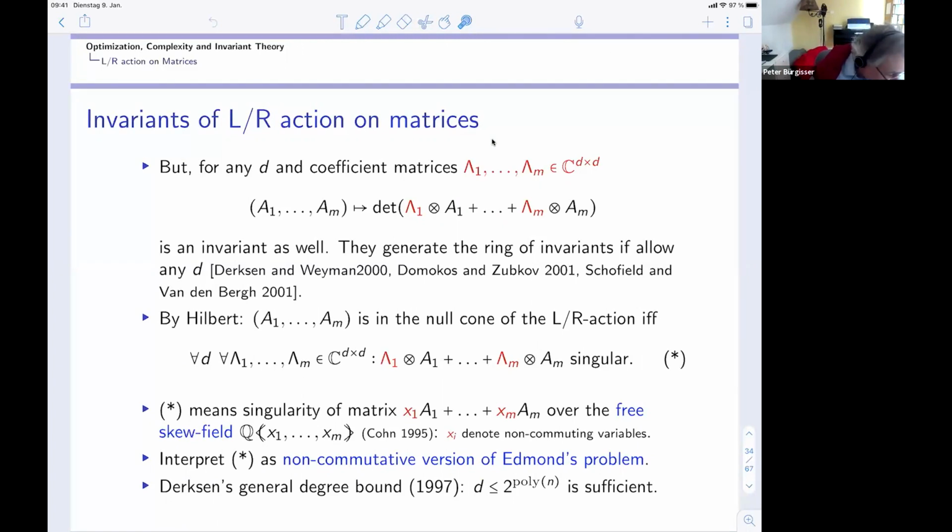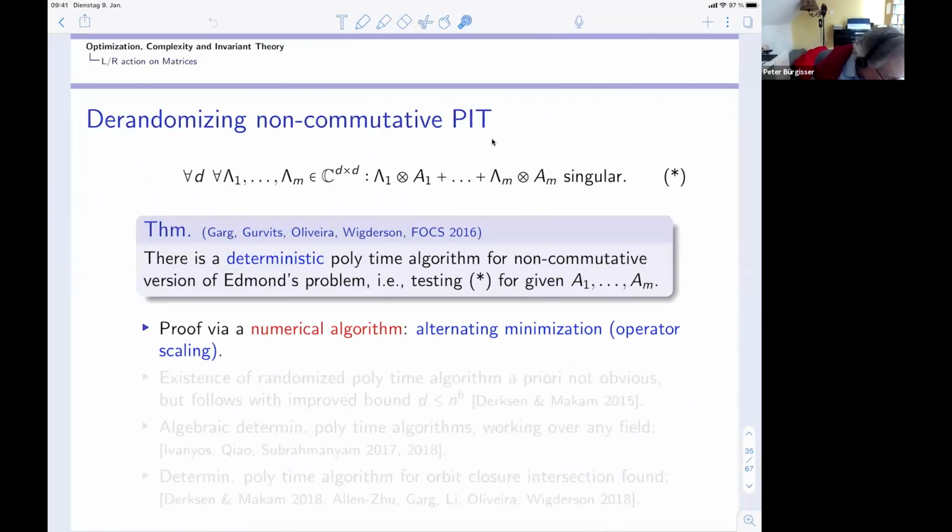Now the amazing thing is, I write this question again: this question has a deterministic polynomial time algorithm. Very surprising. At first glance you would think this problem is harder than the commutative case, but it is not. There is a deterministic polynomial time algorithm for the non-commutative version of the Edmonds problem, in the paper by Garg, Gurvits, Oliveira, and Wigderson from 2016, which I think is very important for starting all these investigations. And this proof was also very surprising.